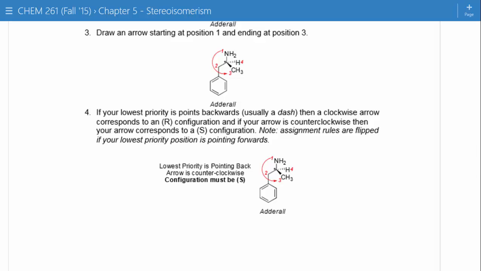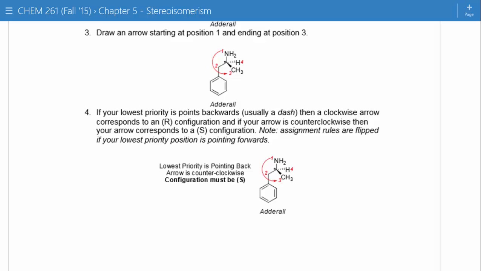Now what you do is you can connect 1 through 3. So you can see I had an arrow go directly from 1 through 2 all the way through 3. If your lowest priority is pointed backwards and your arrow is twisting counterclockwise or to the left, it would be called S. So does anybody know why it's called S and not L? Anybody know Latin? Yeah, the Latin word for left is sinister. So left is S. There's also another L conformation that we'll discuss later when we get into biochemistry and biomolecules.